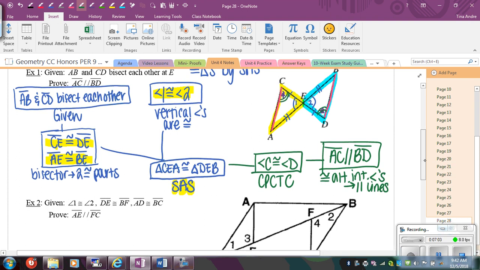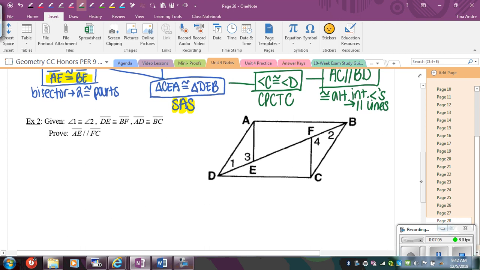So let's try another one. So that one's all set. So let's look at this one. So the first thing I'm going to look at is where am I trying to go with it and also what's given to me and how we're going to go about getting there. So I'm trying to prove AE is parallel to FC.